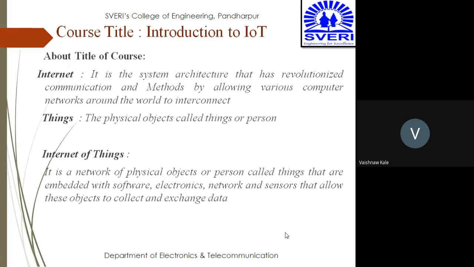Things are nothing but the physical objects, which are called as things, or person or idea. Then internet of things, when we combine these two words together, we get a network of physical objects or persons called as things that are embedded with software, electronics, network, and sensors that allow these objects to collect and exchange the data. So obviously the internet is going to have the help of software, electronics, network, and sensors, and these will allow the objects to collect and exchange the data between them, is called as the internet of things. So right from the beginning I've been telling you that you should know what is internet of things.